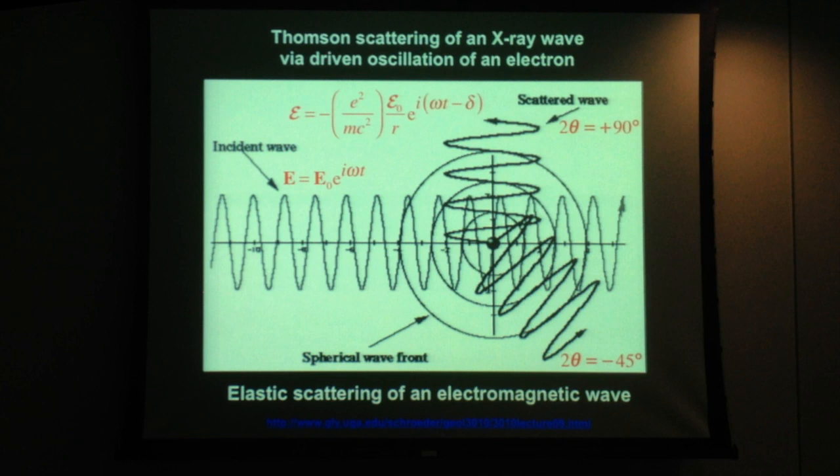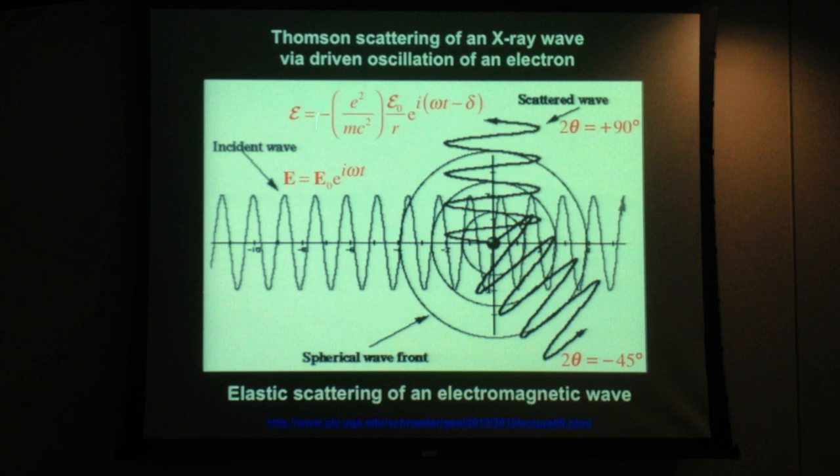There are other scattering mechanisms. It's not only that the electrons are set into oscillation and create these spherical waves, which then combine and interfere, and we can consolidate those and talk about a net scattering from an atom. And the Thomson part of it is this coefficient here. This is the Thomson scattering coefficient for an electron.